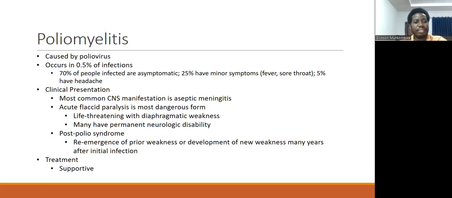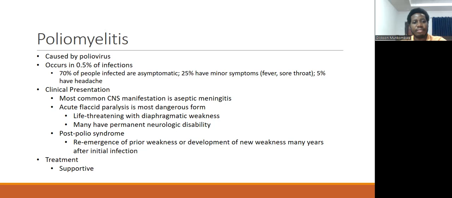So we delve in just a bit into one particular cause of acute flaccid paralysis that is important to mention, and this is poliomyelitis. This is caused by a poliovirus and occurs in 0.5% of infections. So not all poliovirus infections result in poliomyelitis. That's important to note. 70% of people affected are symptomatic. 25% have minor symptoms like fever and sore throat, and 5% have a headache. And remember, only 0.5% of these infections will develop poliomyelitis.